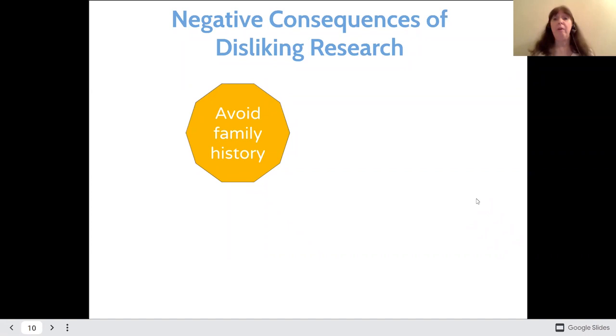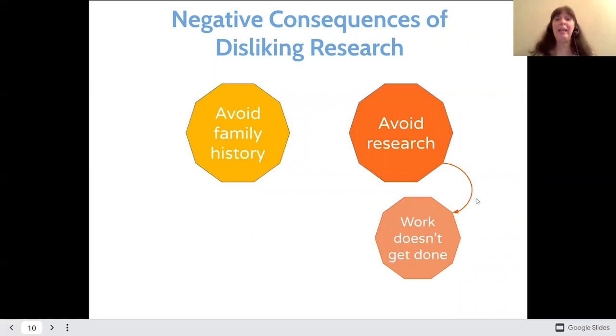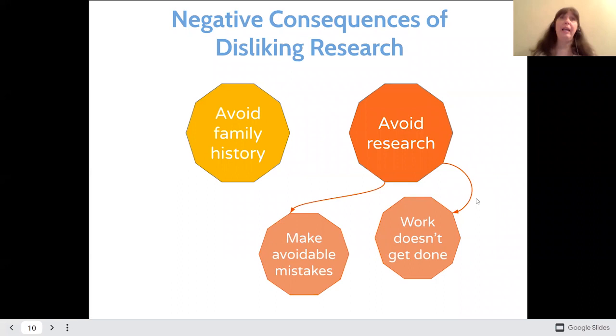But then we get the opposite extreme, where people may not stay away from family history, but they'll avoid research. And so as a result of avoiding research, some work doesn't get done, some temple work, because the only way you can do it is by doing a little bit of research, or they make avoidable mistakes. They think, oh, if it says in Family Tree it's a duplicate, it must be. I don't have to double check it. Or if it says that this source is for this person, I don't have to use my mind to double check it. I just believe the computer's right, and I just move forward attaching it. And so when we avoid that type of research, we actually do tend to make mistakes that we could have avoided if we'd just done a little bit of research.